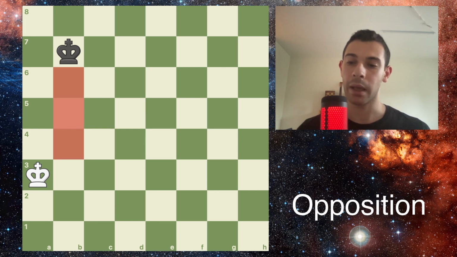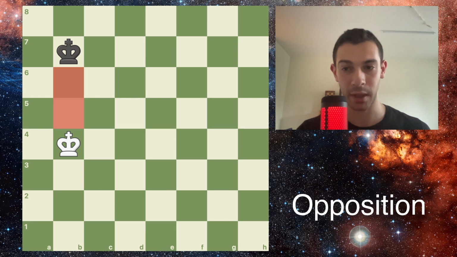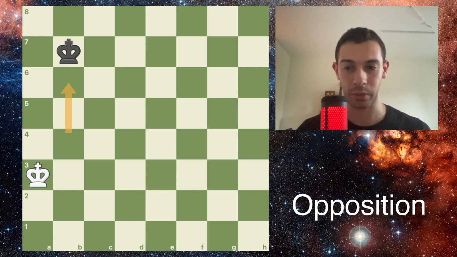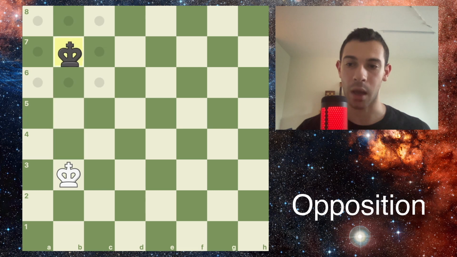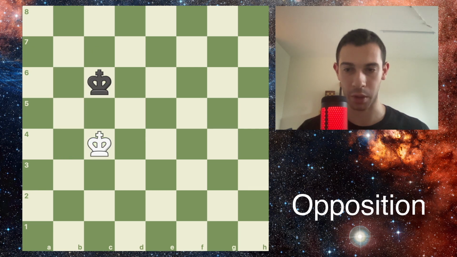Now, if we play king b4, then we have an even number of squares between the kings, but it's black to move. We want to enter an even number of squares with our move, or we want to enter an odd number of squares with the opponent to move. Now, the only thing we can do here is play king b3. Now we have 1, 2, 3 squares between the kings. And now after king b6, king b4, we have the opposition. It's black to move. So we have the opposition.